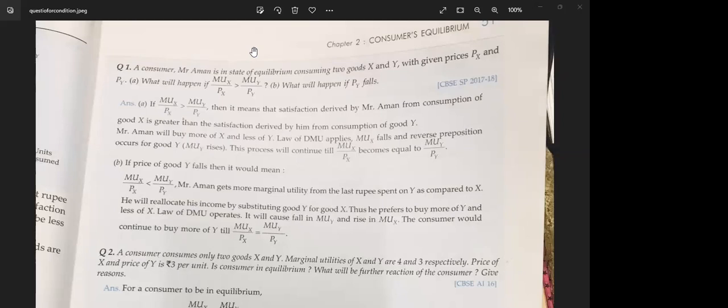Ma'am, operates and applies are the same word, right? Yes, both are the same thing. The law of DMU applies or operates, same thing. Okay, ma'am.